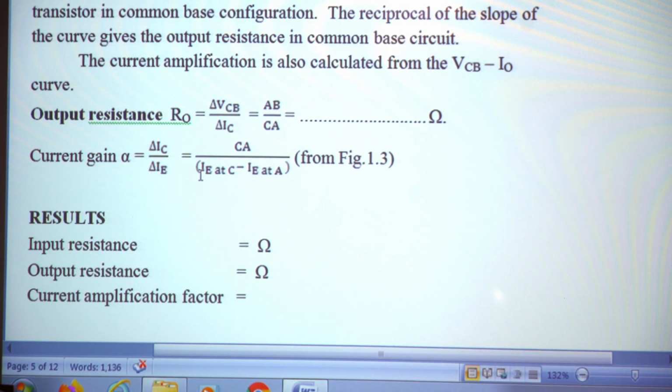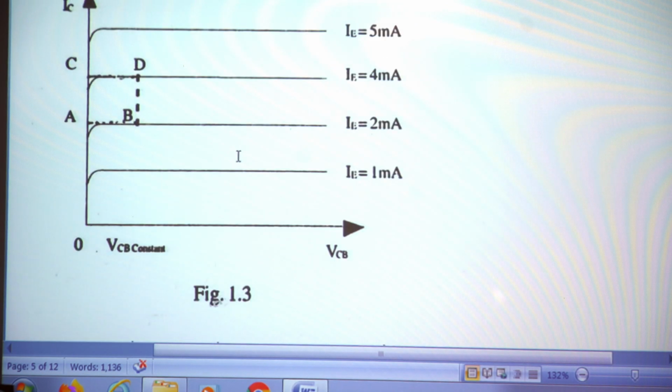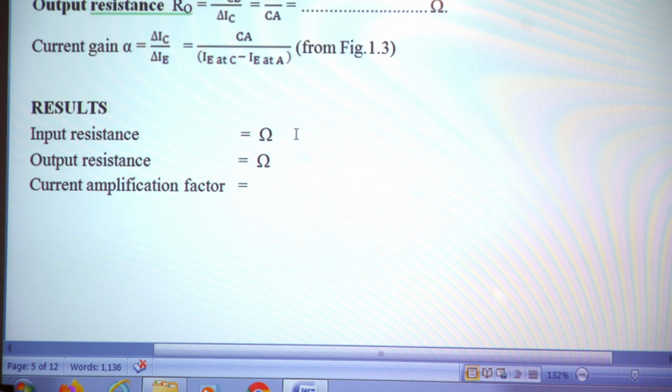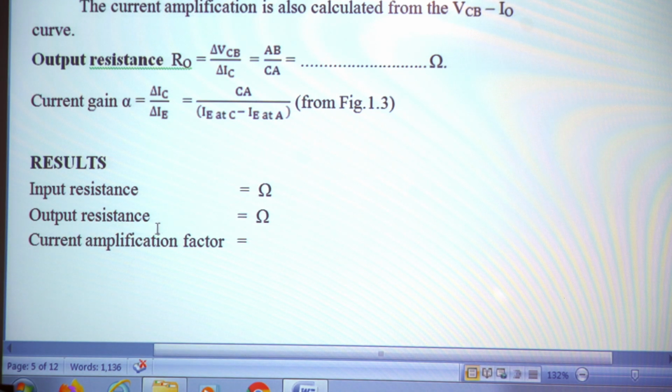So delta IE is IE at C minus IE at A. Now in this particular graph, IE at C is 4 milliampere and IE at A is 2 milliampere. So delta IE is 4 minus 2, that is 2 milliampere. So that's a way of finding the change in emitter current, that is IE at C minus IE at A. Then we are getting the result, the input resistance, the output resistance, and the current amplification factor alpha, and the input and output characteristics are drawn.